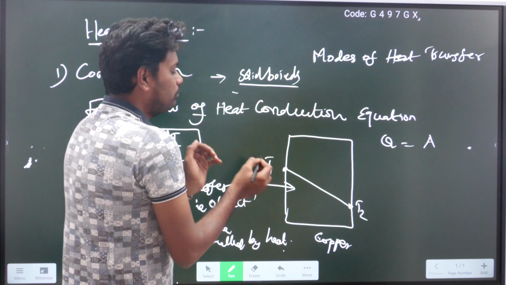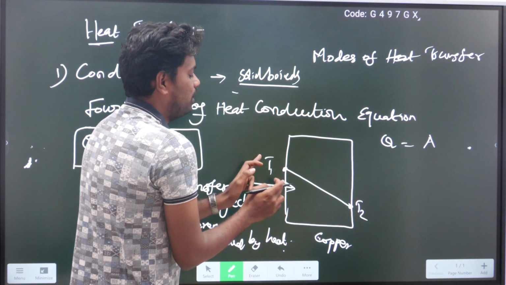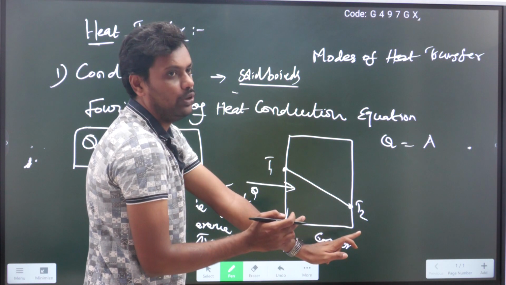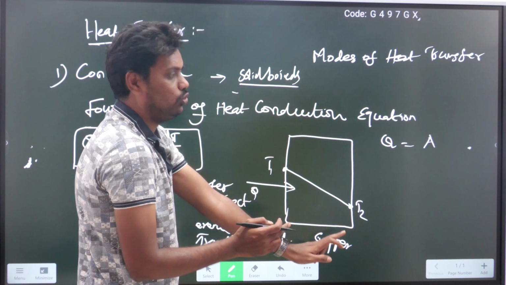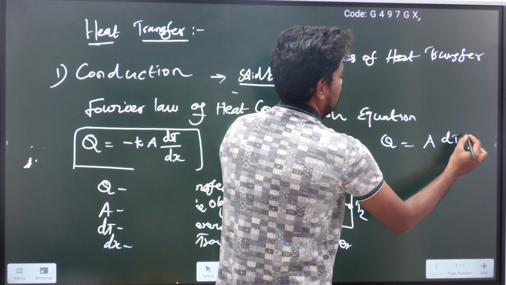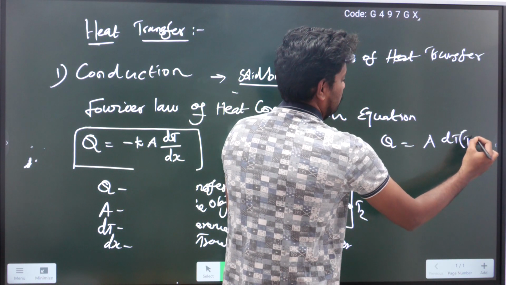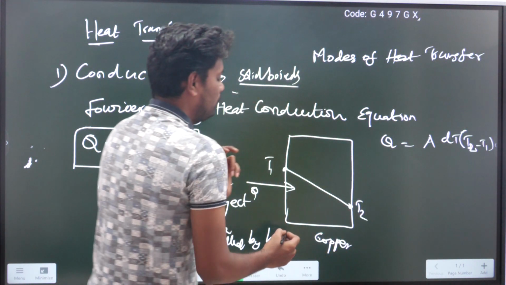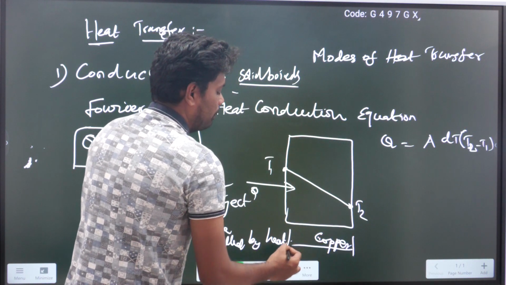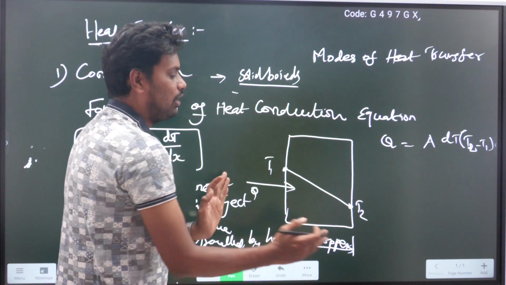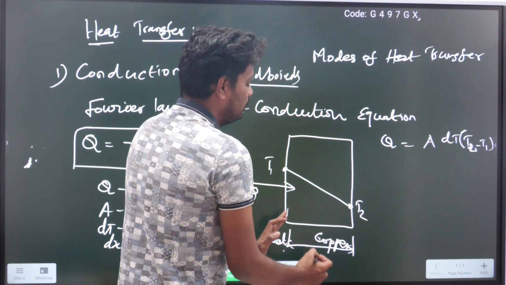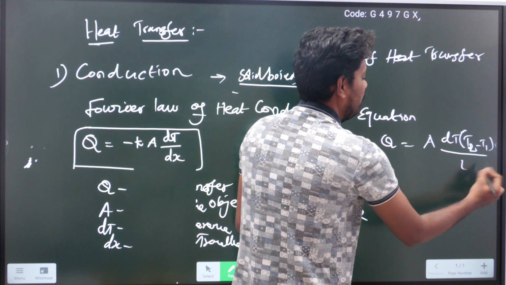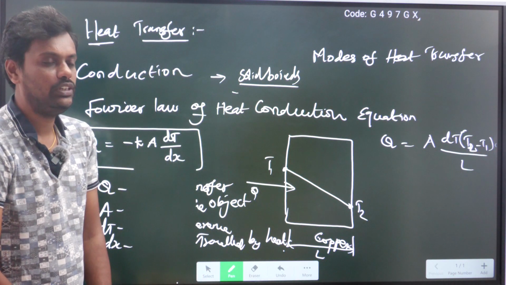And also the temperature difference. Heat is always flowing from higher temperature to lower temperature, so that is a negative gradient. So dT is nothing but T2 minus T1, and the distance travelled by the heat, from where to where it is travelling, is the thickness of the object, which we take as L. So dT by dx is T2 minus T1 by L. So this is the actual heat conduction equation.